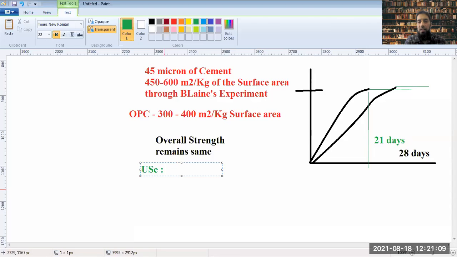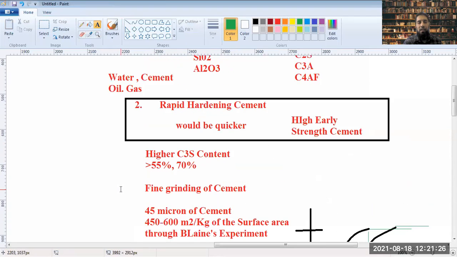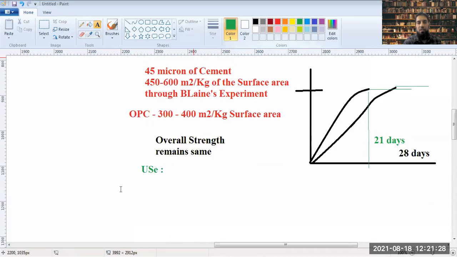जहाँ पर हमें फॉर्मवर्क जल्दी निकालना है, जैसे कि स्लैब मैंने 28 days तक कास्ट करके रखी है. I do not want it to keep for 28 days. I just want to remove the formwork after 21 days. So I will be using such type of cement. But this sort of cement is not readily available in the market. You just have to manufacture it on order. This is not available readily in the market.